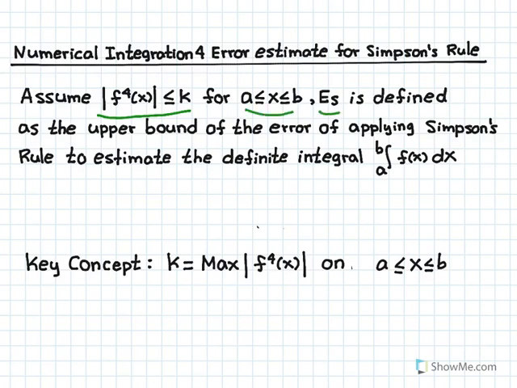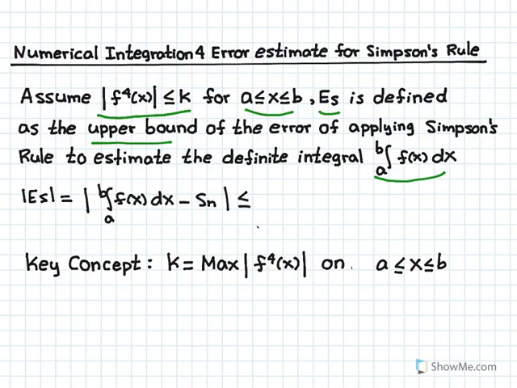Error Simpson's is defined to be the upper bound of the error of applying Simpson's rule to estimate the definite integral a to b f of x dx. So error Simpson's is equal to the absolute value of the definite integral a to b f of x dx minus the Simpson's rule approximation S_n, which is less than or equal to K times (b minus a) to the power of 5, all over 180 n to the fourth.